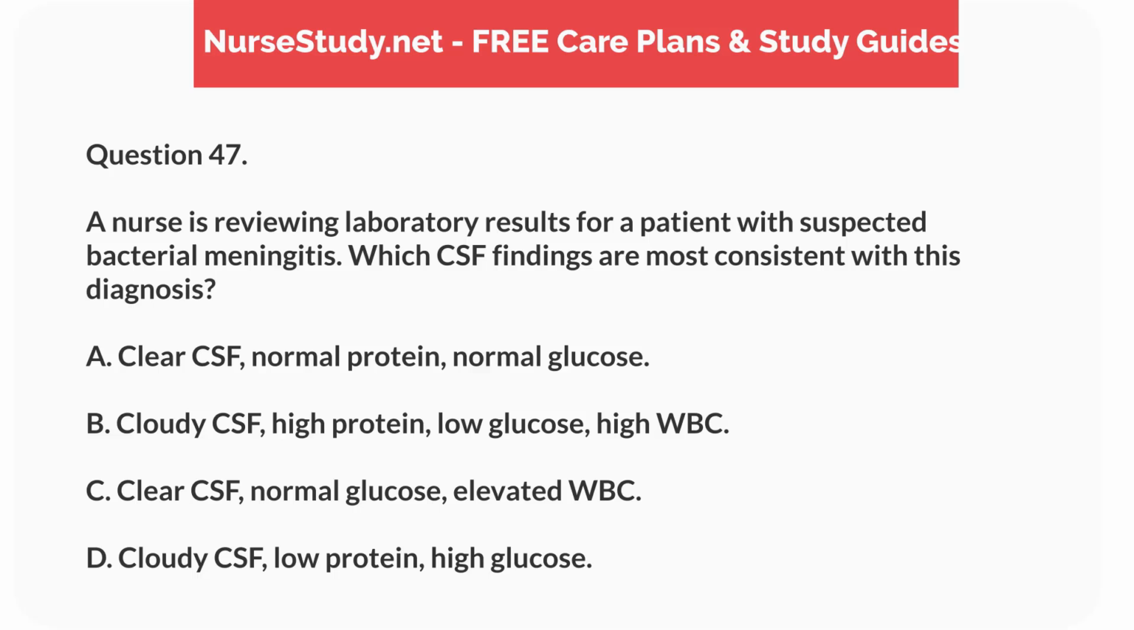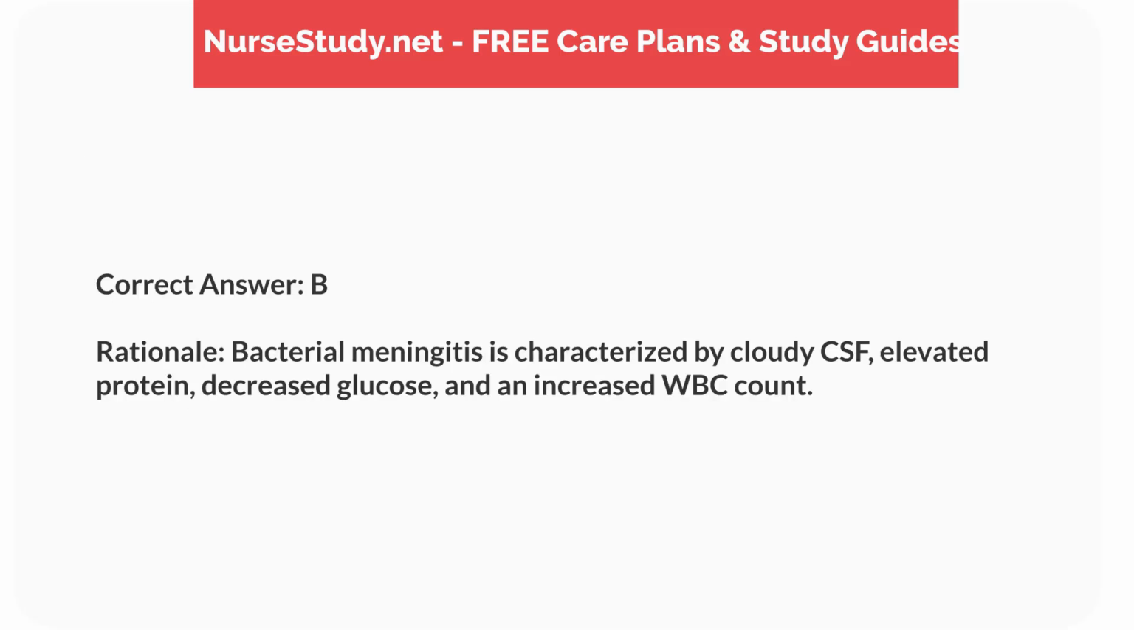A. Clear CSF, normal protein, normal glucose. B. Cloudy CSF, high protein, low glucose, high WBC. C. Clear CSF, normal glucose, elevated WBC. D. Cloudy CSF, low protein, high glucose. Correct answer, B. Rationale: bacterial meningitis is characterized by cloudy CSF, elevated protein, decreased glucose, and an increased WBC count.